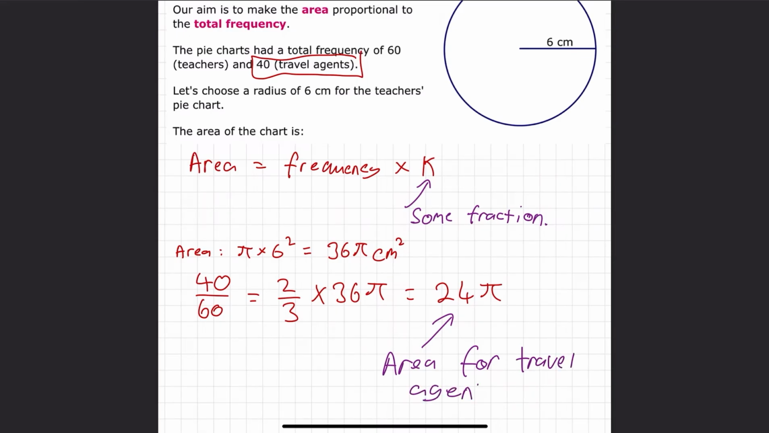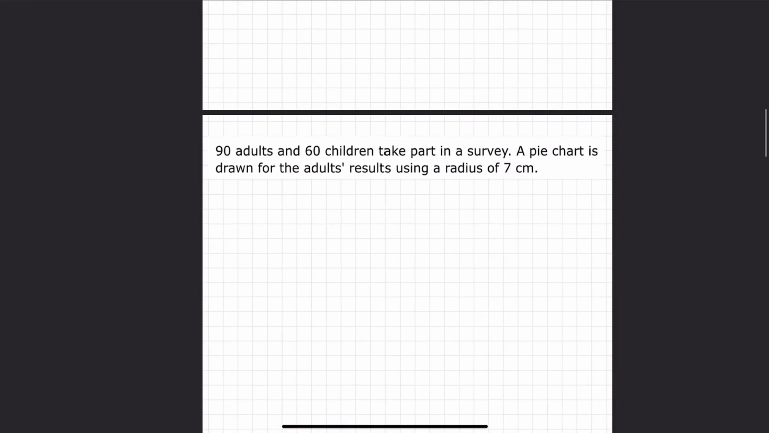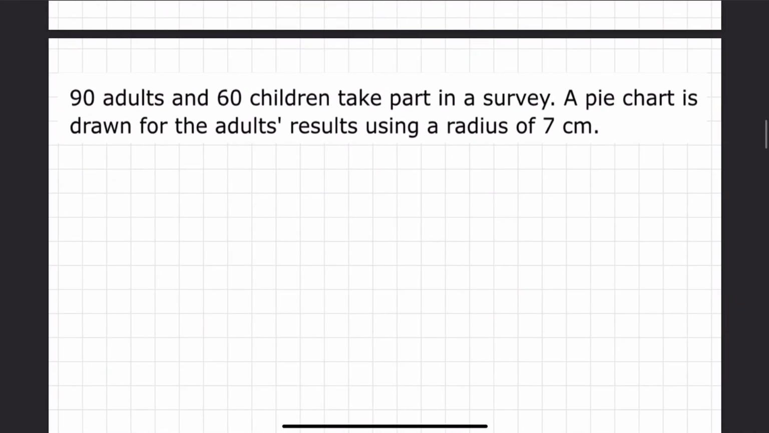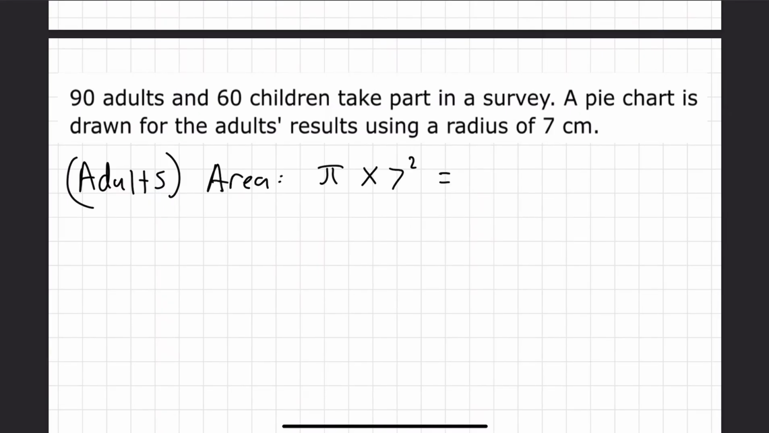And that's all that is. It's just using proportions. So let's do a few more examples to get the hang of it. We have 90 adults and 60 children asked to take part in a survey. A pie chart is drawn for the adults' results using a radius of 7 centimeters. So we know for adults, the area is going to be pi r squared, which is 49 pi.